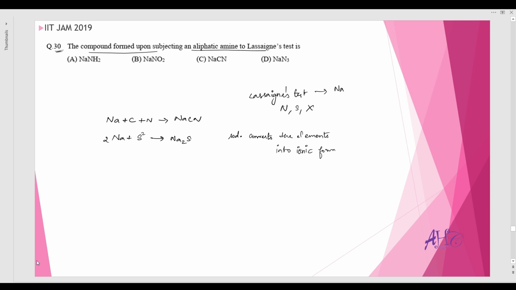ஏன்னா sulfur 2- ஆக exist ஆகும். So this is going to be 2Na+. Likewise, your sodium with halogens என்ன ஆகும்னா this will be converted to sodium halide, NaX form ஆகும். This is your Lassaigne test.